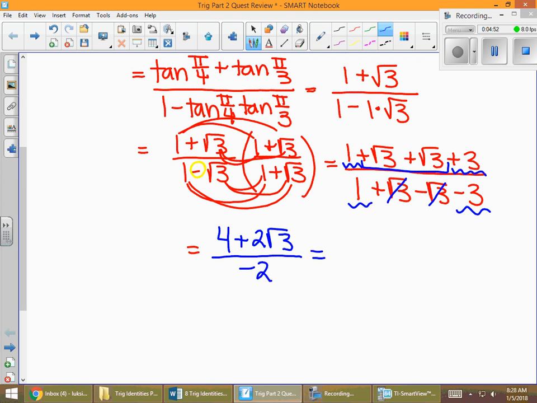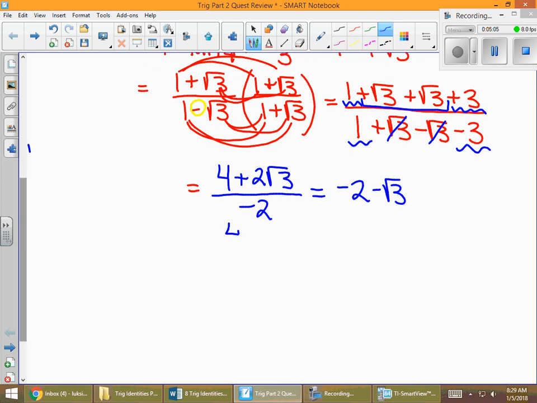I'm going to say again, be careful with your signs on your division. 4 divided by negative 2 is negative 2. 2 radical 3 divided by negative 2 is negative radical 3. The other way to write that might help you is to break that up. Divide both by negative 2 separately. Break up that common denominator.